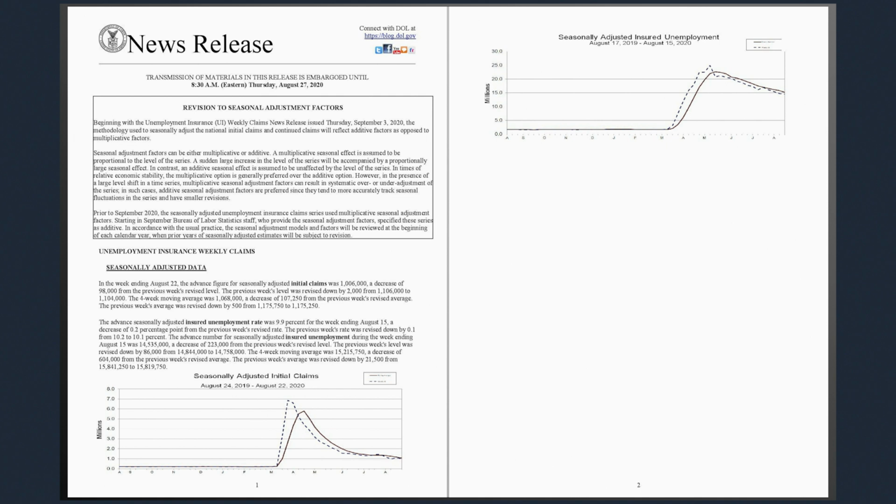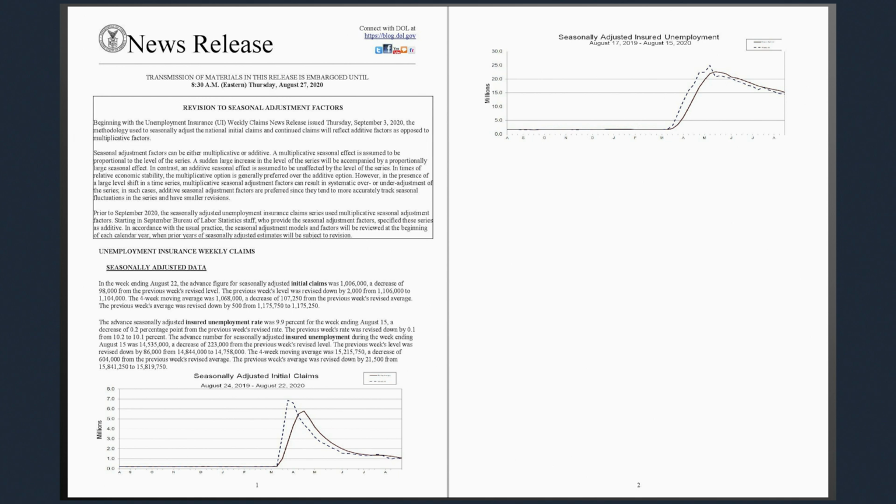In times of relative economic stability, the multiplicative option is generally preferred over the additive option. However, in the presence of a large level shift in a time series, multiplicative seasonal adjustment factors can result in systematic over or under adjustment of the series. In such cases, additive seasonal adjustment factors are preferred since they tend to more accurately track seasonal fluctuations in the series and have smaller revisions.